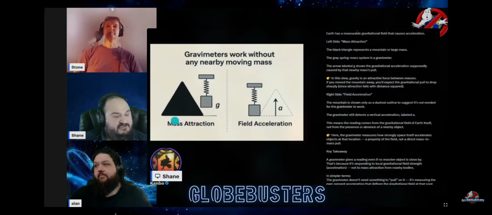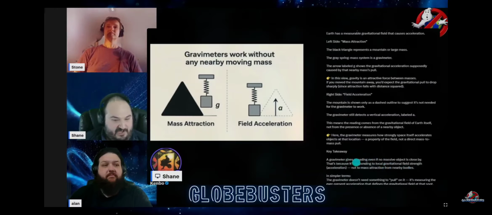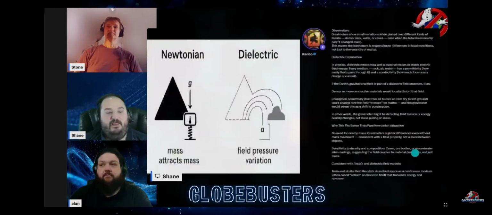This whole mass attracting mass supposition is forced into the model later, for sure, via the geoid model and its modeling, but not in the actual measurement or obtaining of the data. Again, his key takeaway here was a gravimeter gives a reading even if no massive object is close by. That's because it's just measuring the rate at which things fall, not anything to do with mass attracting mass.